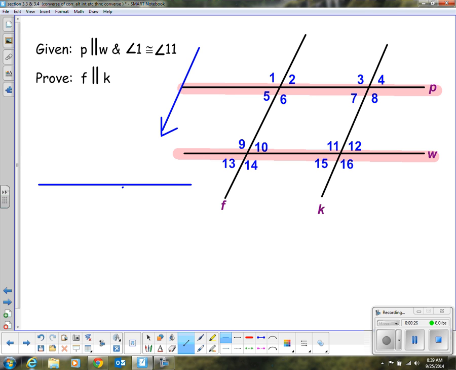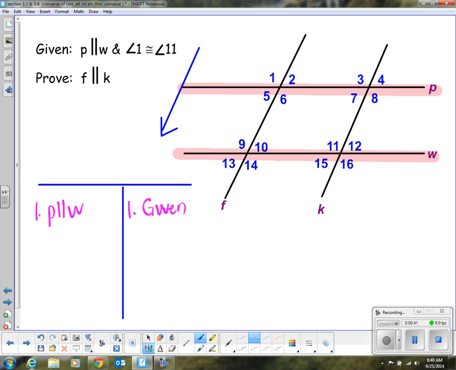What we're going to do is we're going to prove parallel. So you've got one fill in the blank proof here. So I'm going to start with P parallel to W. Okay, that's given. So angle 1 is congruent to what angle going down? 9. What's that reason?